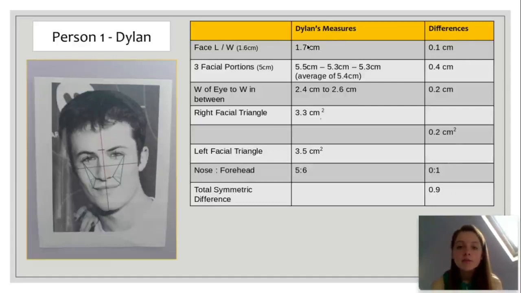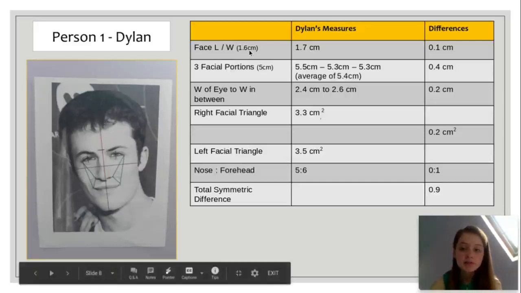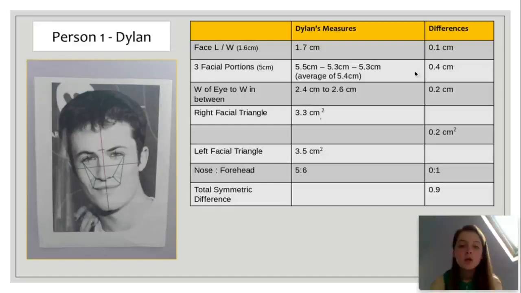So we have 1.7 centimeters for his length divided by width minus the 1.6 to get 0.1. Then we have the 3 face portions, which is 5.4 centimeters, from the forehead to the eyebrows to the nose to the chin. We get 5 centimeters for the handbook value. Subtract those to get a 0.4 centimeter difference. Width of eye to width in between: the width of the eye was just 2.4 centimeters in comparison to a 2.6 width in between. Subtracted those to get 0.2 centimeters.